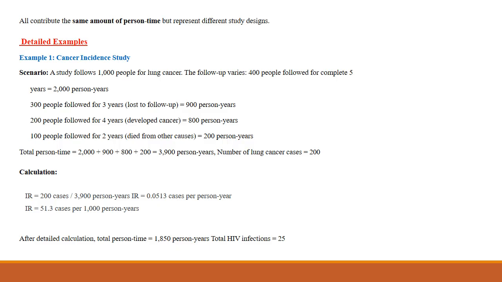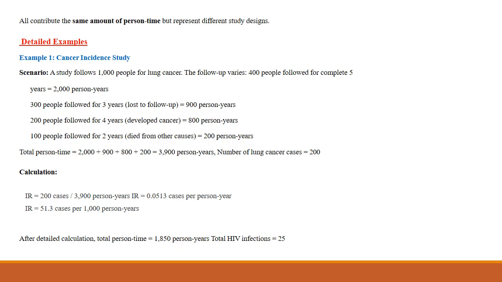A study follows 1,000 people for lung cancer. The follow-up varies: 400 people followed for a complete 5 years, that is equal to 2,000 person-years. 300 people followed for 3 years, that is 900 person-years. 200 people followed for 4 years, that is 800 person-years. 100 people followed for 2 years, that is 200 person-years.